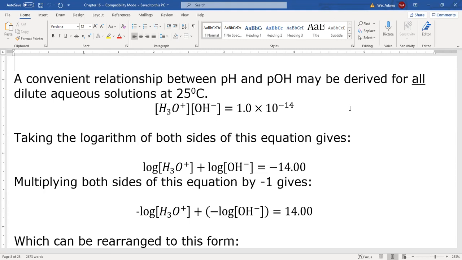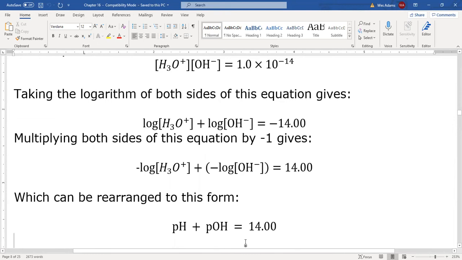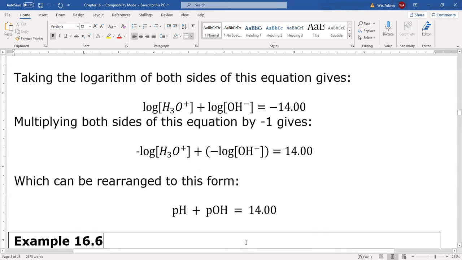Remember, if two terms are multiplied, the argument of the logarithm is the same as adding two logarithms, according to the laws of logarithms. We take negative 1 on both sides, and we get negative log of hydronium, negative log of hydroxide equals positive 14. But we know those negative logs mean something, so we can say pH plus pOH equals 14. Now I've got a relationship between pH and pOH. Even if you don't remember the derivation, make sure you remember that pH plus pOH equals 14.